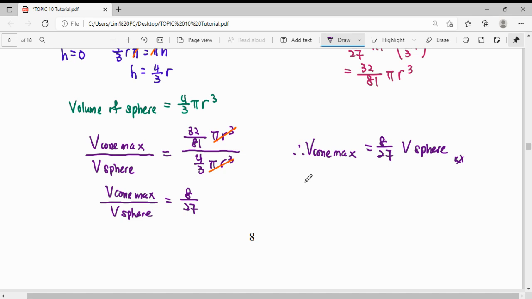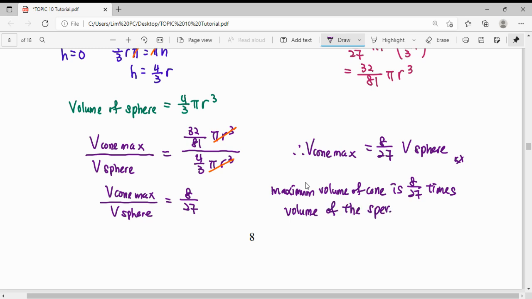So we can rewrite it in our sentence here, where the maximum volume of the cone is equal to 8 over 27 times the volume of the sphere.